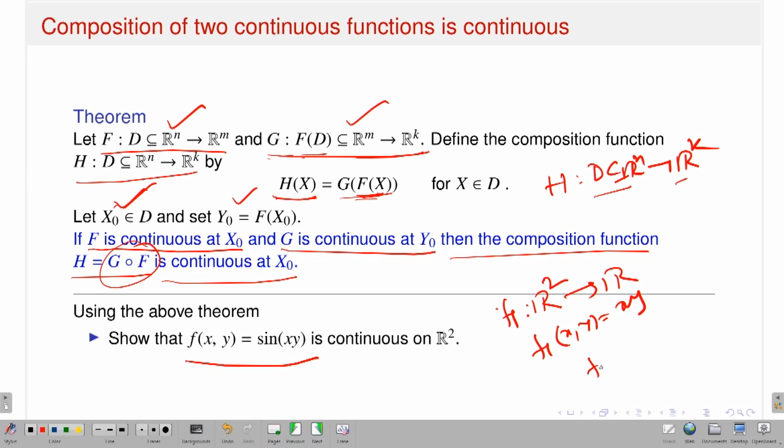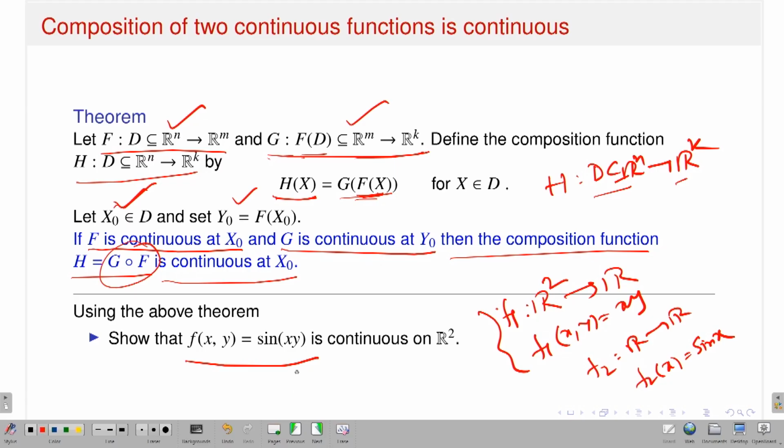Define f2 from R to R, where f2 of x is equal to sin x. Now the value of f1 at xy is the product x times y, and this is a polynomial in x and y. This is a continuous function. f2 is a sine function, and this is also a continuous function.